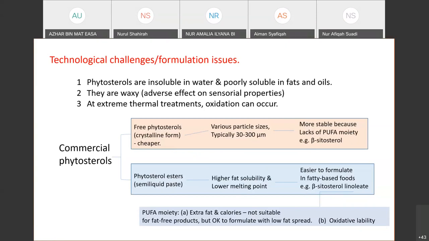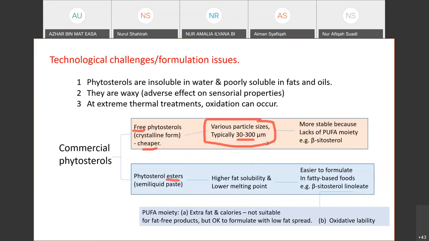Commercial phytosterols. Are you going to choose the free phytosterols, or you're going to go for the phytosterol esters? Two different things. The good thing is that free phytosterol is cheaper. Phytosterol ester, because of esterification with PUFA, becomes more expensive. And with the free phytosterol, you have issues of particle size. So when you develop products using free phytosterol, you must consider this particle size.